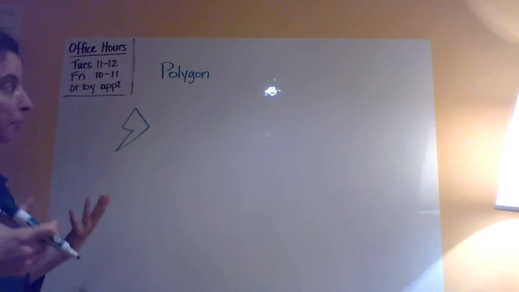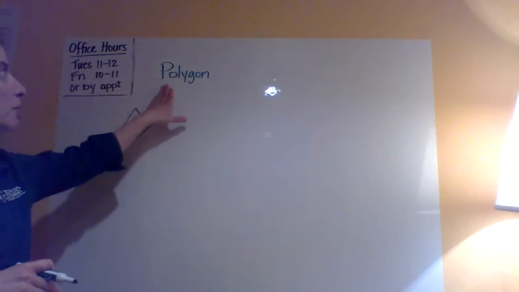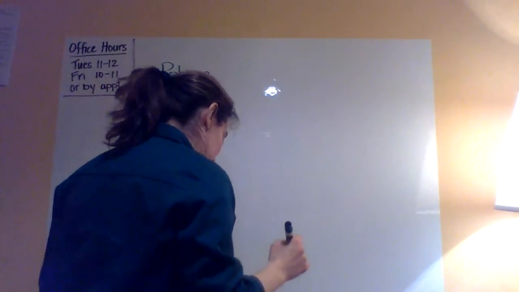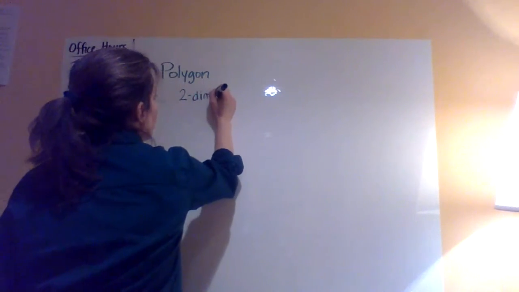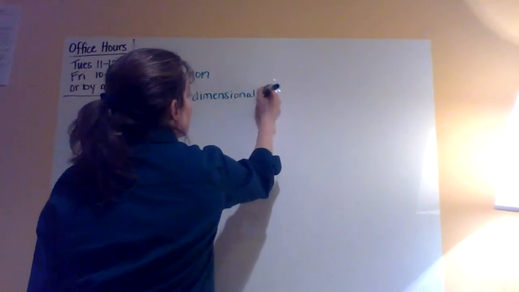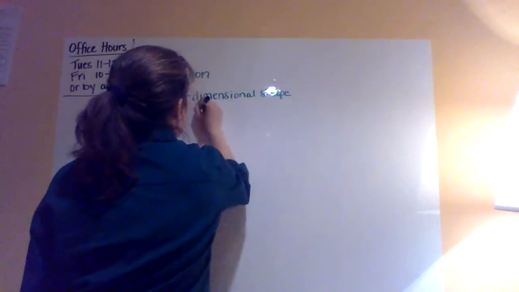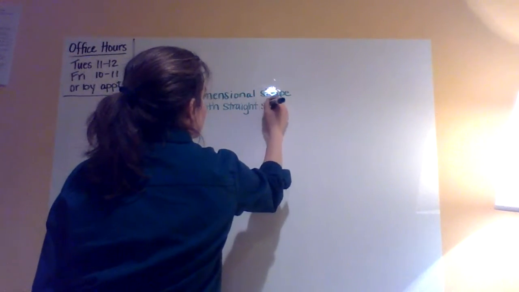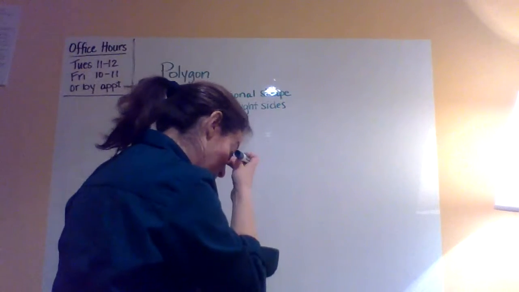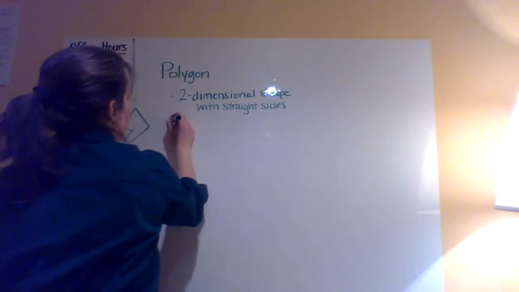Okay, so we have been talking about shapes, and I just wanted to talk about what a polygon is. Okay, so we've been talking about these, but maybe not this particular word. So the root word poly means many. Okay, so a polygon is a plane shape, meaning it's a two-dimensional shape. And it has straight sides. Okay, and the other thing about a polygon is that it has to be closed.